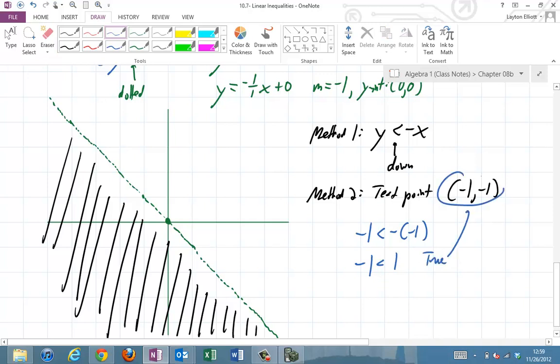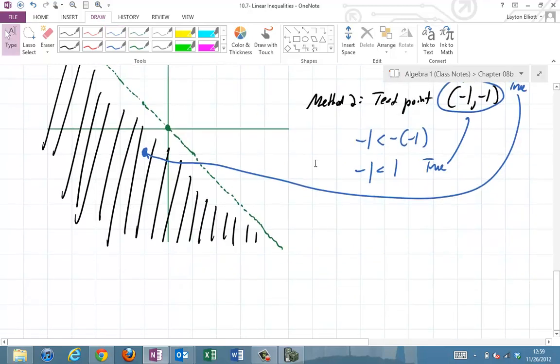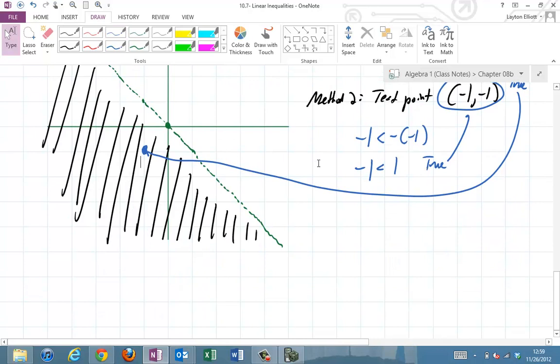Since it's true, that means that this point has to exist in the true area. This point exists right here, so wherever that point is, since it's true, we shade the side where the true is. We'll do an example later where we test a point and it's in a false region and see what that means.